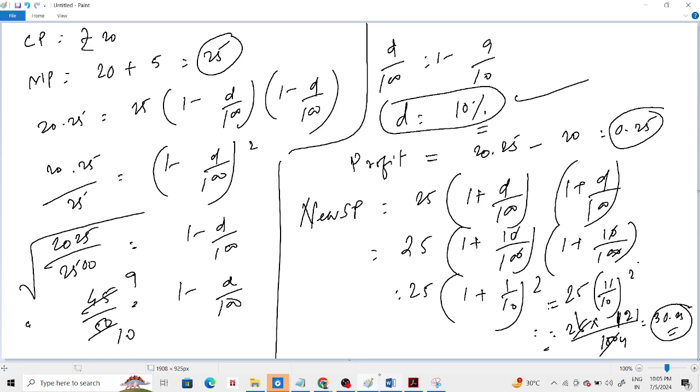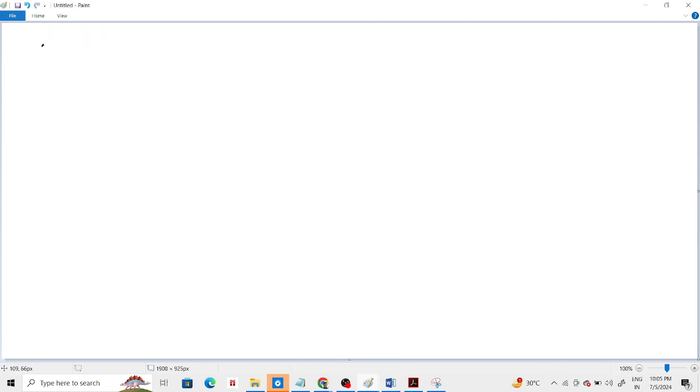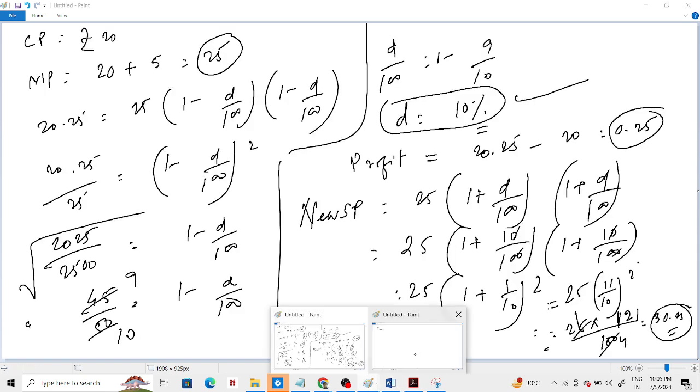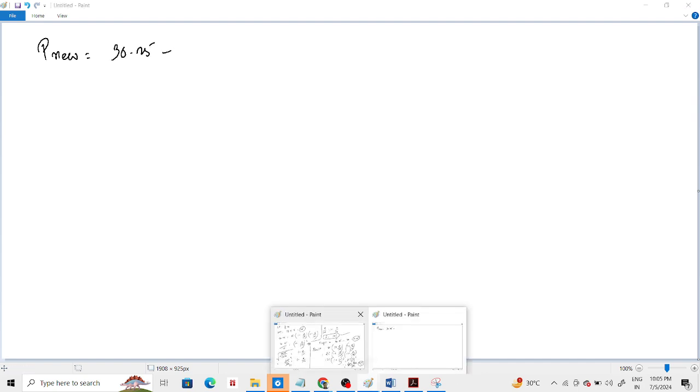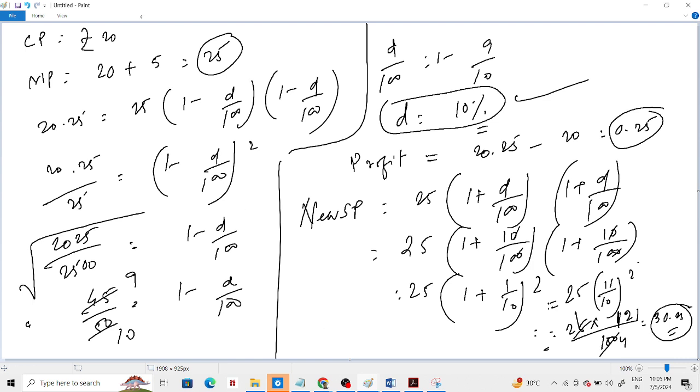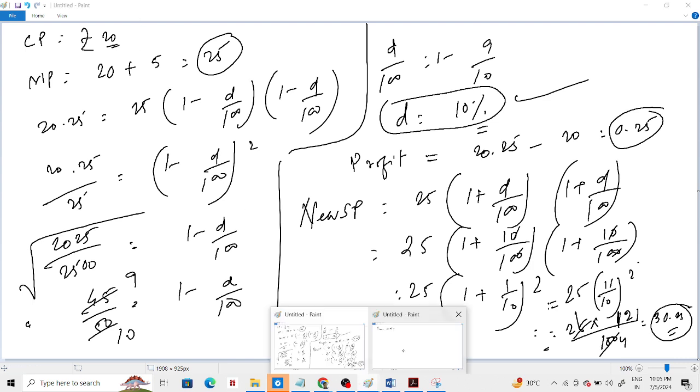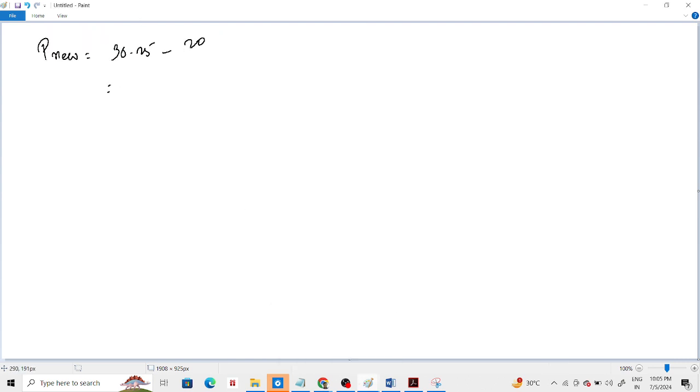Okay, so what is the profit? What is the new profit? 30.25 minus what was the CP? CP was 20 rupees. So minus 20, which is 10.25.